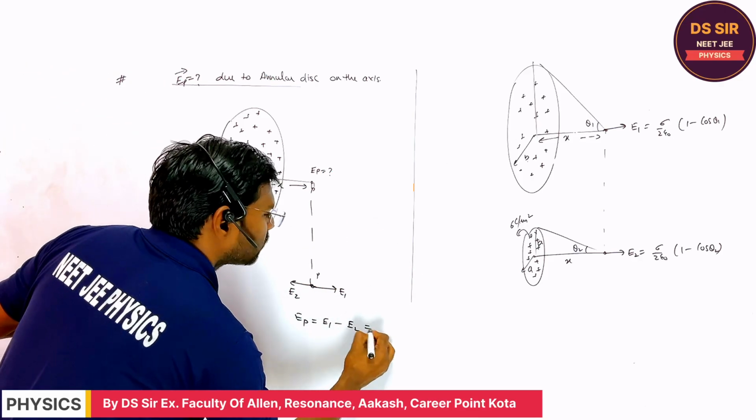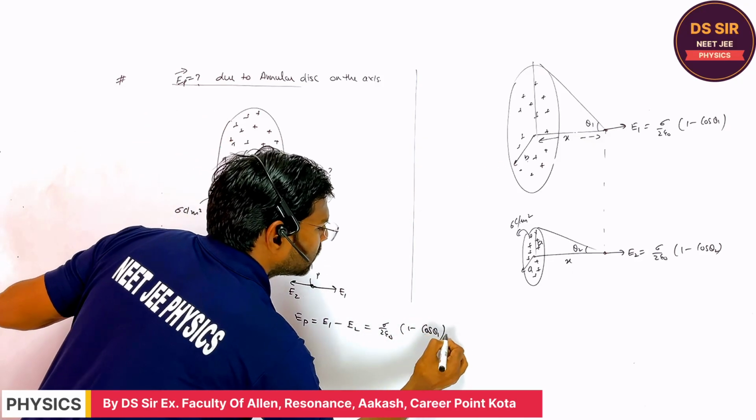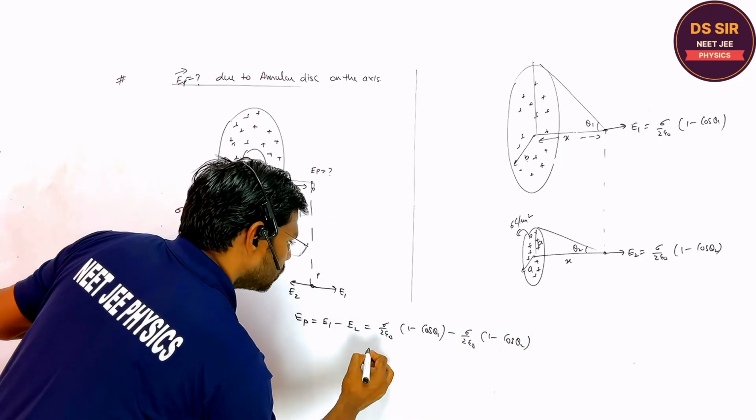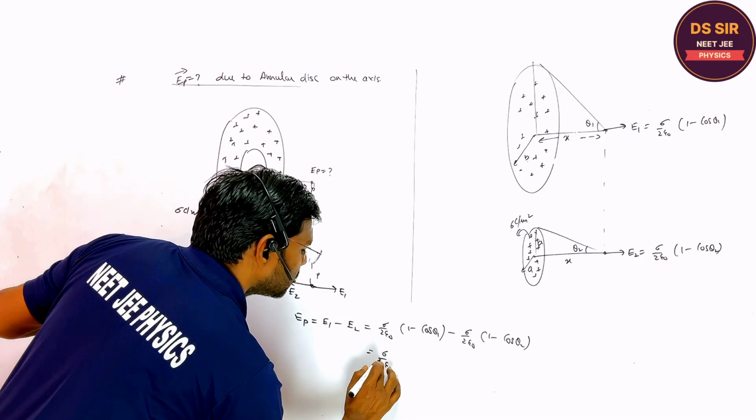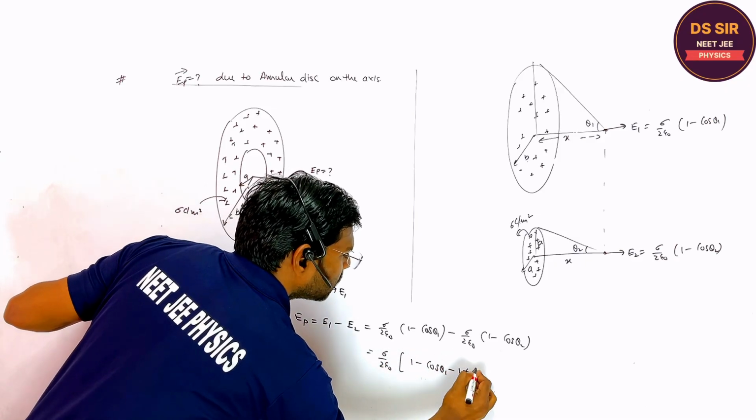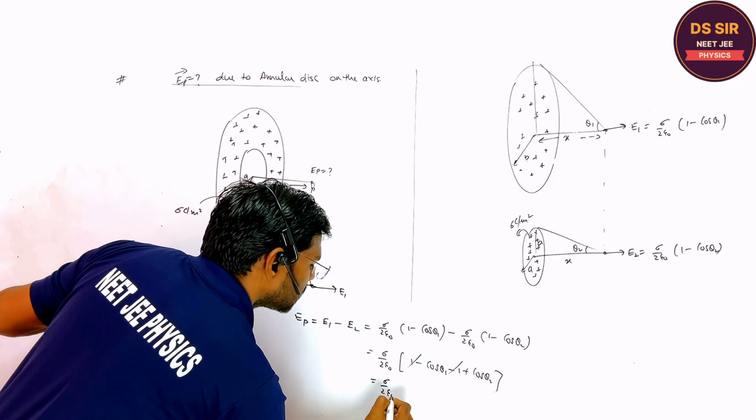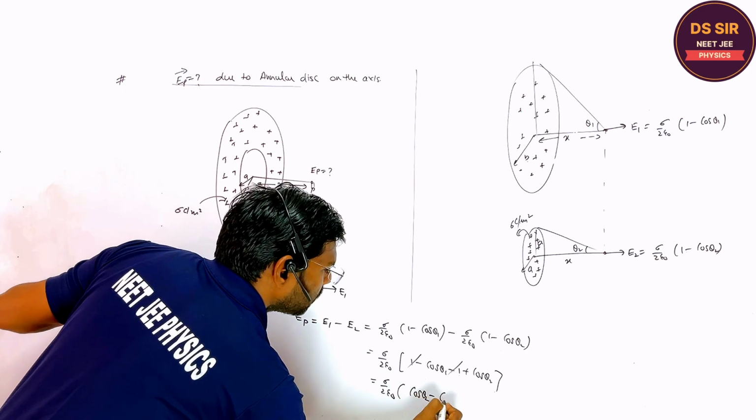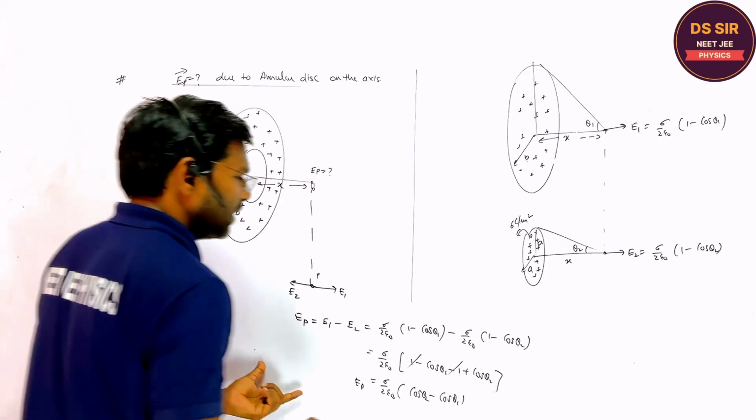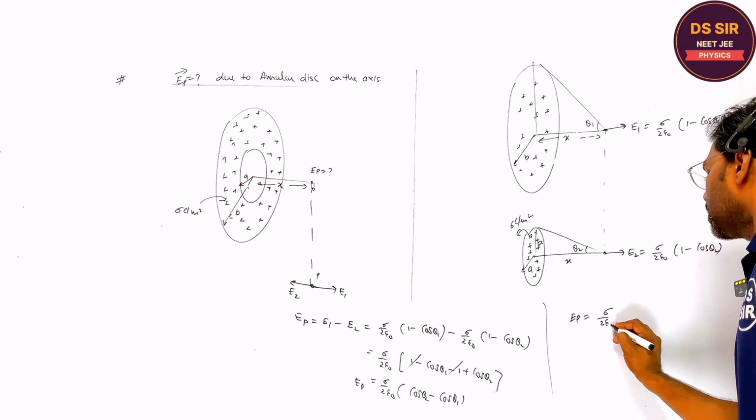So the E1 is sigma upon 2 epsilon naught times (1 minus cos theta 1), minus sigma upon 2 epsilon naught times (1 minus cos theta 2). So sigma upon 2 epsilon naught times (1 minus cos theta 1 minus 1 plus cos theta 2). The 1s cancel out. So it is sigma upon 2 epsilon naught times (cos theta 2 minus cos theta 1). So this is the electric field at point P. I am writing this side. Anywhere you can write sigma upon 2 epsilon naught.